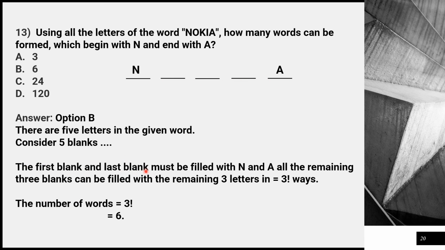The first blank and the last blank must compulsorily be filled with N and A. They ask us to fill N in the beginning and A at the end. So N and A are fixed, right? They are asking for the total number of arrangements of Nokia where N and A are fixed. So the remaining is 3 letters. These 3 letters can be arranged in 3 factorial ways. 3 factorial gives 6. So the answer is B.